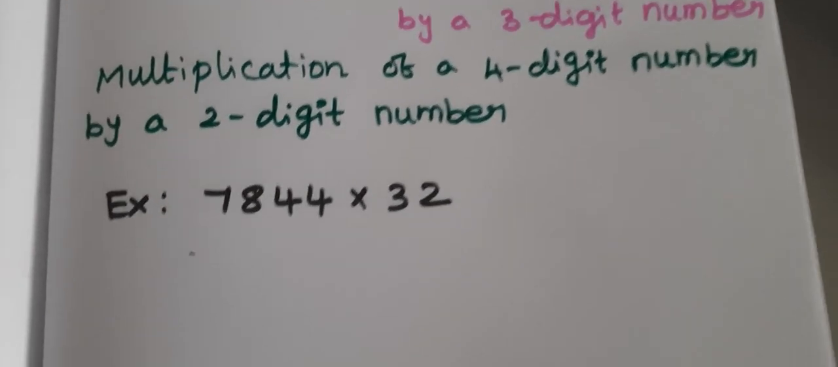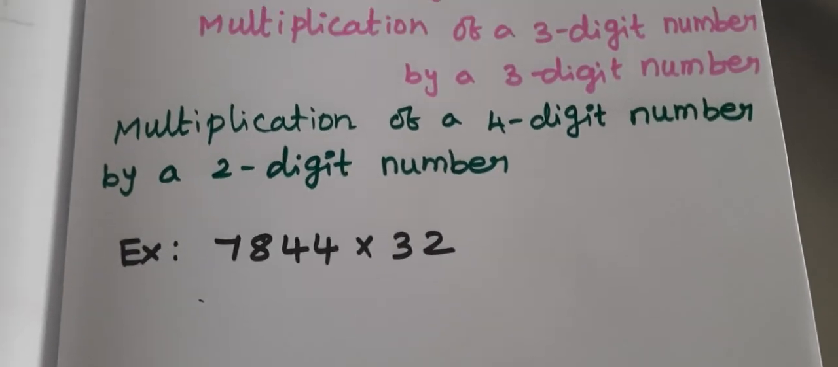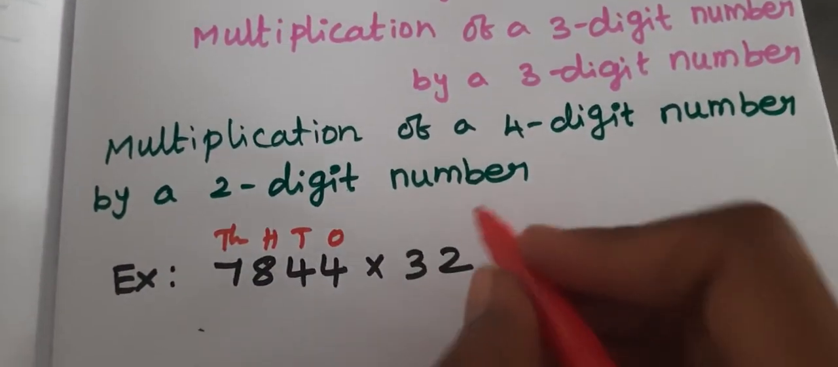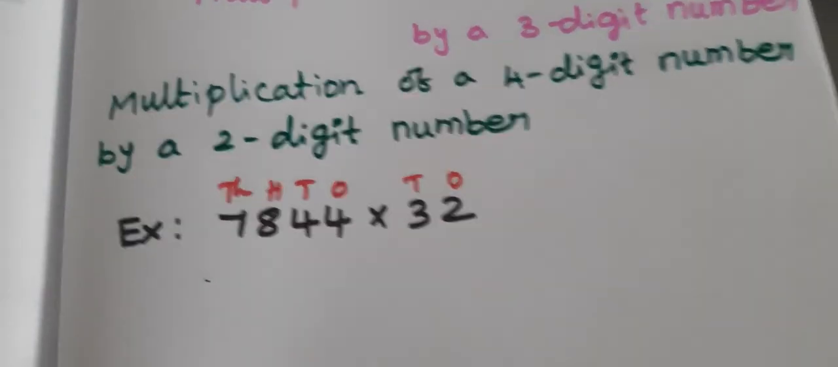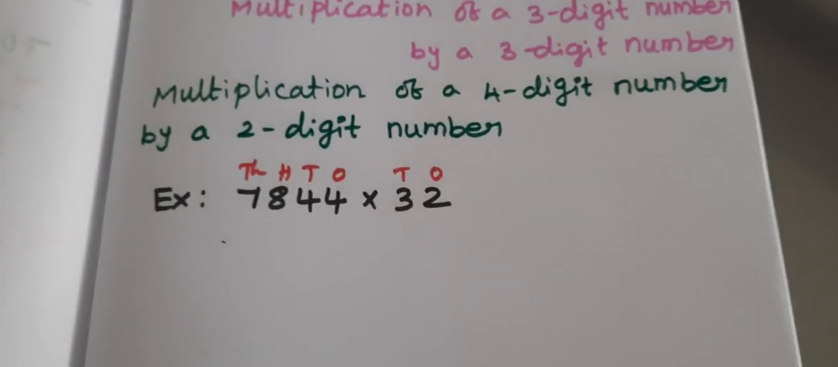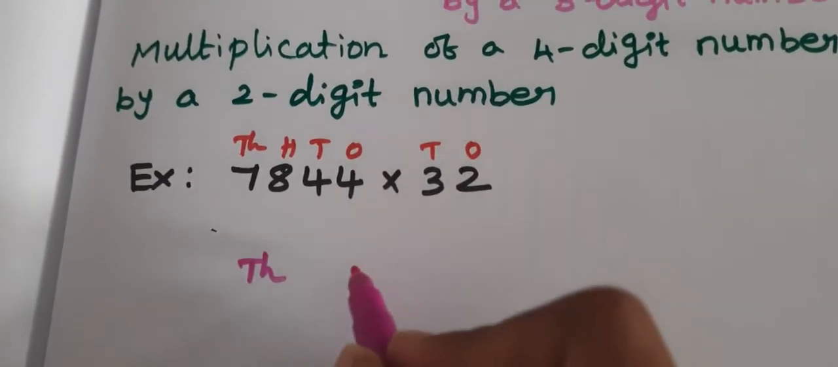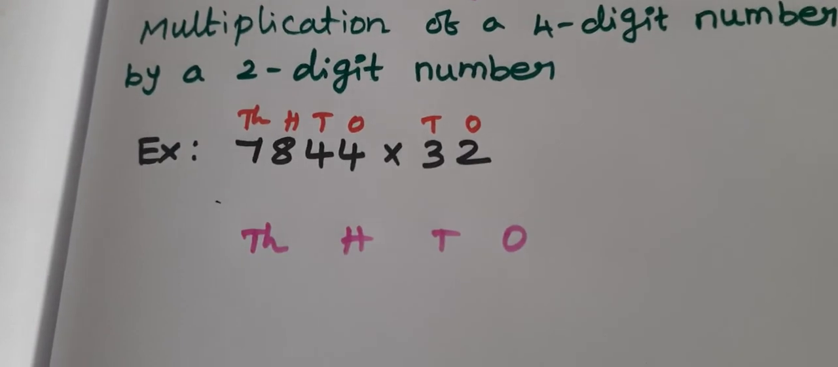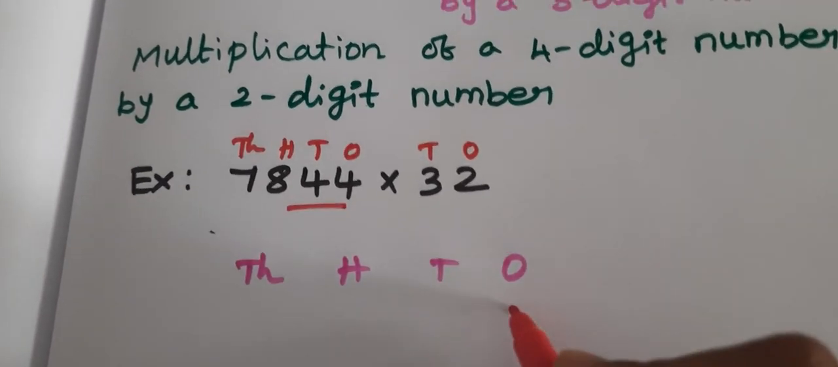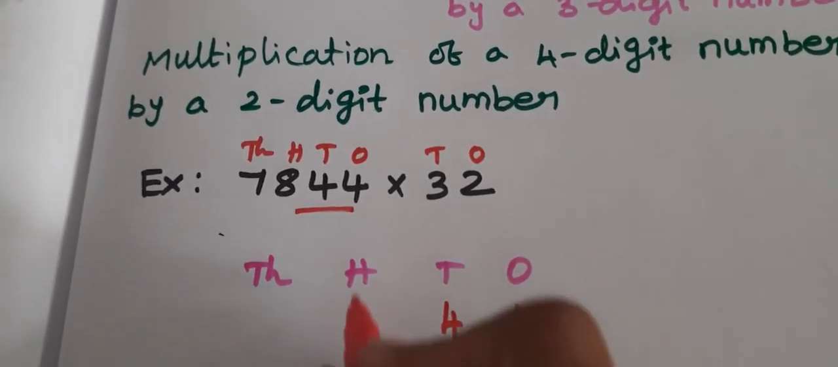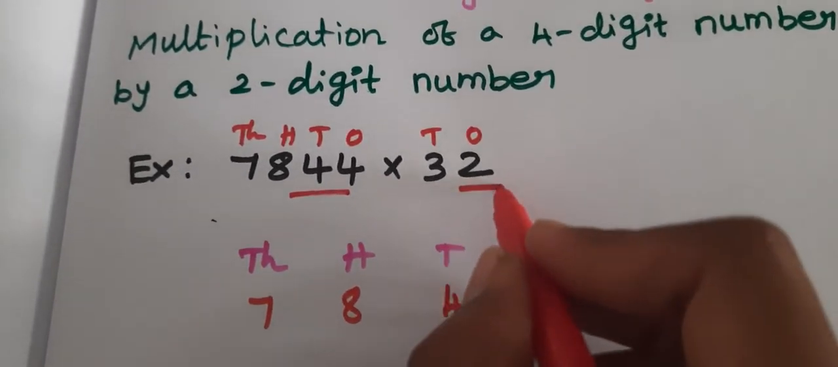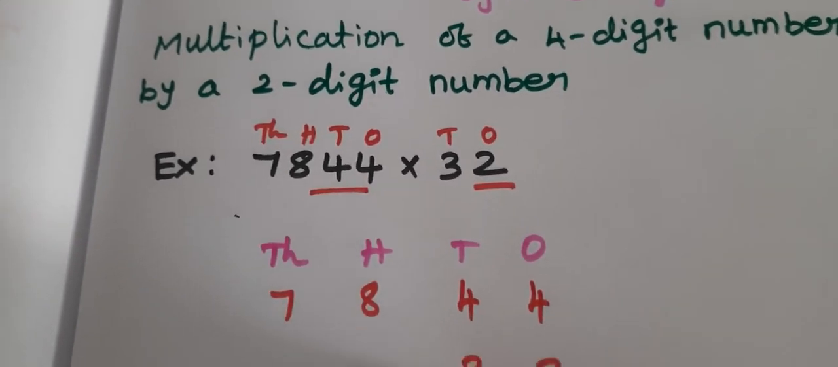I already told you, if you see any number of digits you should write the places: ones, tens, 100, 1000. Here also you should write ones, tens. So you have to arrange these numbers in that column: 1000, 100, tens, ones. First you have to arrange the multiplicand: 4 in ones place, 4 in tens place, 8 in 100 place, 7 in 1000 place. Next the multiplier: 2 in ones place, 3 in tens place.